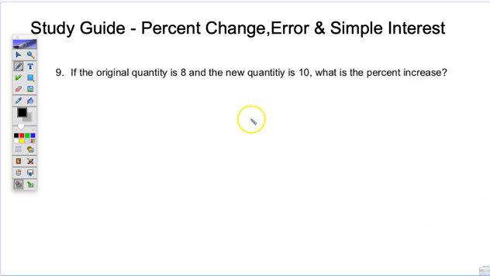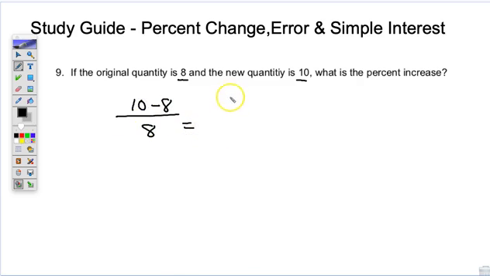Moving on to question 9. If the original quantity is 8 and the new quantity is 10, what is the percent increase? So this is a percent increase problem. Remember, to find these, we are going to find the difference between the two numbers. So it's the big number, take away the smaller number, and we always divide by the original. In this case, it's 8.